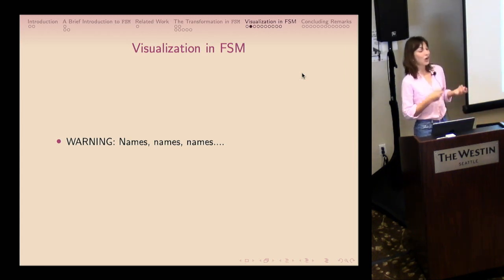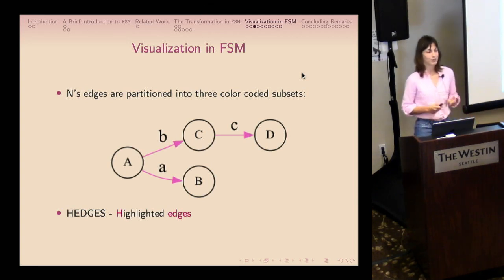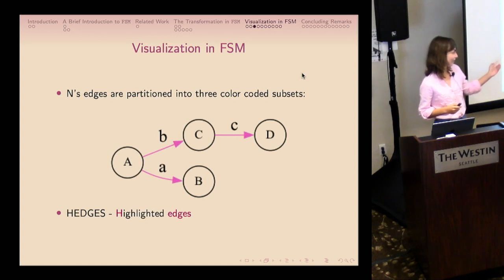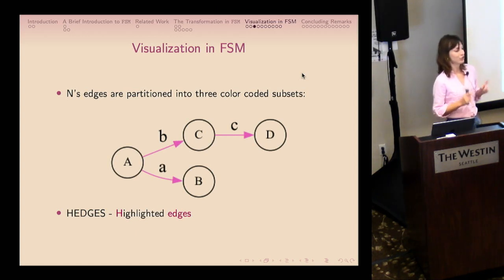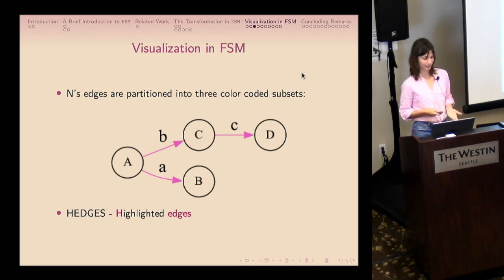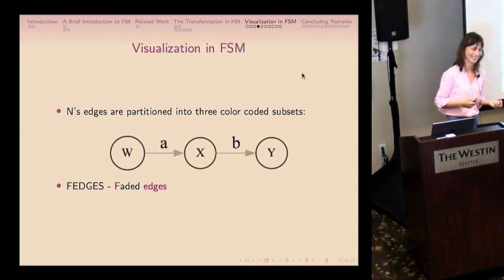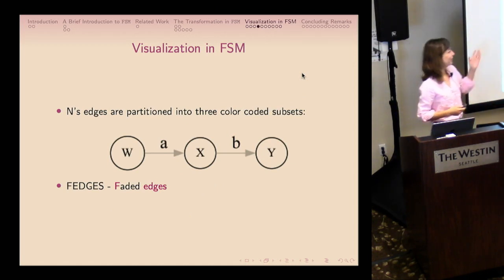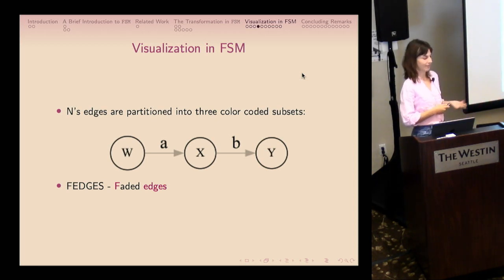So our NDFA diagram is partitioned into three color-coded subsets. We have hedges, which are highlighted edges. These are the edges of the NDFA that go into constructing the edge of the DFA that we're currently building, so those are the corresponding edges of the DFA edge that we're building. Then we have fedges. Those are faded edges. They're faded out in gray, and those are the edges that have been used to build previous edges of the DFA that we built.